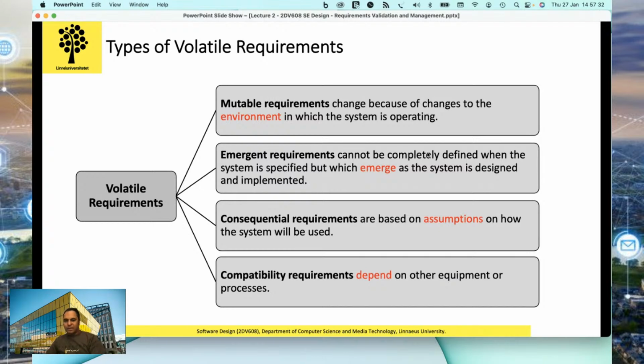And then also compatibility requirements. If you define or elicit a requirement that is compatible with your process at this point, but your process changes, your requirement might not be compatible anymore with the process. So it depends on other processes or other third-party equipment, and those are compatibility requirements.